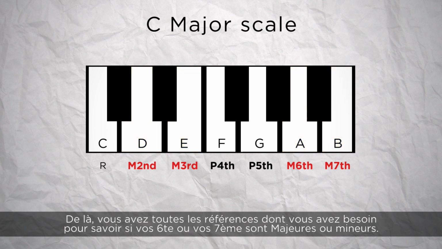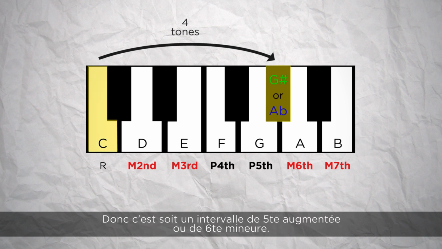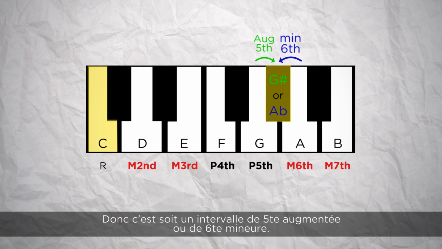From there, it gives you all the reference intervals you need to know if your 6th or 7th is minor or major. For example, if you have 4 tones between 2 notes, that's like the interval between a C and a G sharp or A flat. So that's an interval of either an augmented 5th or a minor 6th.